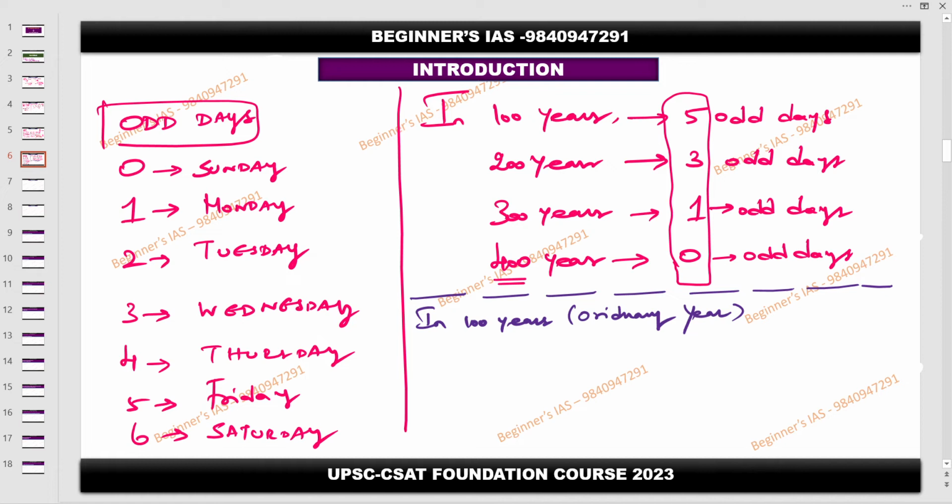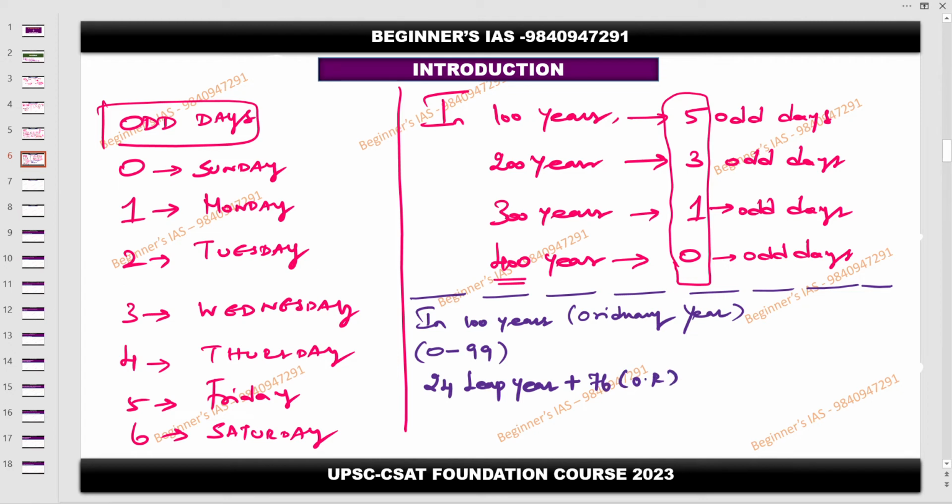So what you need to do is split. In these 100 years, how many leap years are there? Listen carefully. 100 years means you need to calculate from 0 to 99. What is the last multiple of 4 before 99? 96. So 4 into 24 is 96. Yes, 24 leap years are there. Then how many non-leap years are there out of 100? Subtract that: 76 ordinary years.